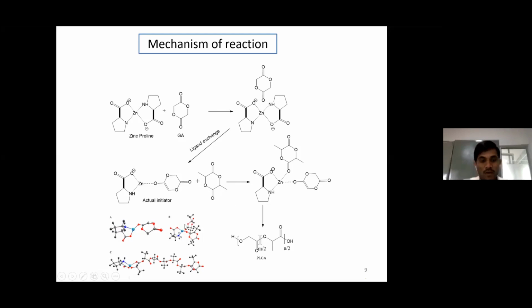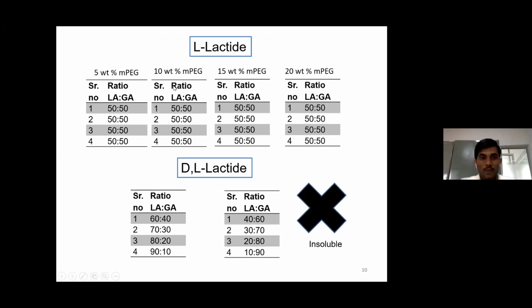This study we have confirmed again with the DFT study, that is density functional theory, and these results are again in agreement with the H1 NMR and MALDI-TOF studies. We have synthesized different grades of this PLGA. We have used 50-50% of lactide and glycolide for L-lactide and varied the PEG percentage from 5%, 10%, 15%, and 20%.